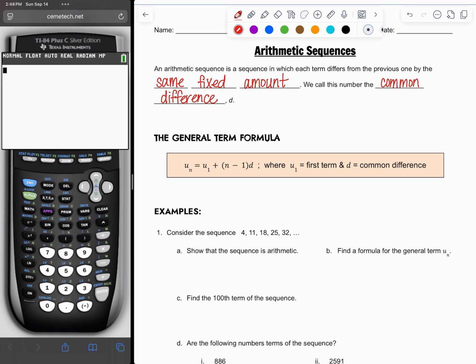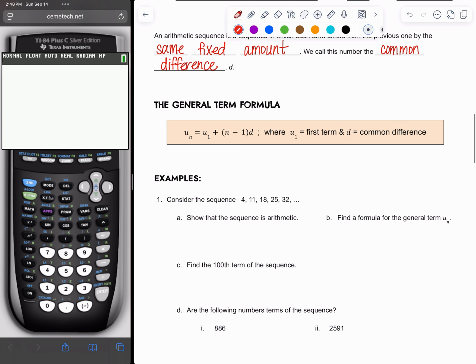Right? So now let's look at the general term formula. The general term formula states that u sub n, which is the value of the nth term, is going to be equal to u sub 1, which is the value of the first term, plus n minus 1 times d, which is the common difference. So d is the common difference. Okay? n is the term number that you're looking at. All right? So let's look at our examples.